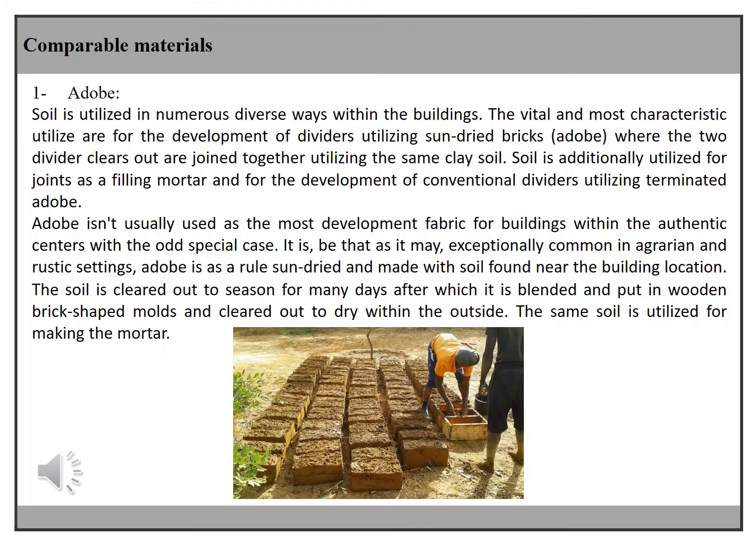Within this project, there is a comparison between different materials, to compare the old and traditional materials with new techniques for using materials such as eco-materials. Starting with materials from soil, adobe, where soil is utilized in many diverse ways within buildings. The most characteristic use is for the development of walls using sun-dried adobe bricks, where the two wall leaves are joined together using the same clay soil. Soil is additionally used for joints as a filling mortar, and for the development of traditional walls using fired adobe.